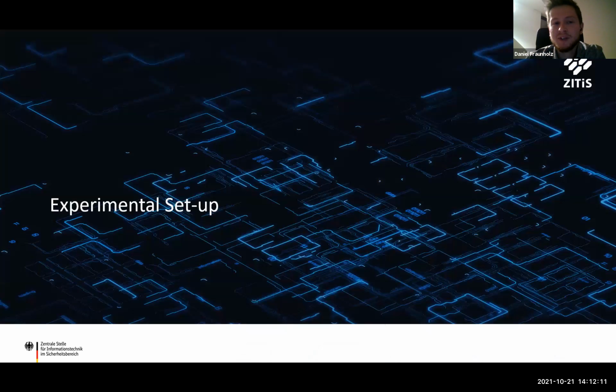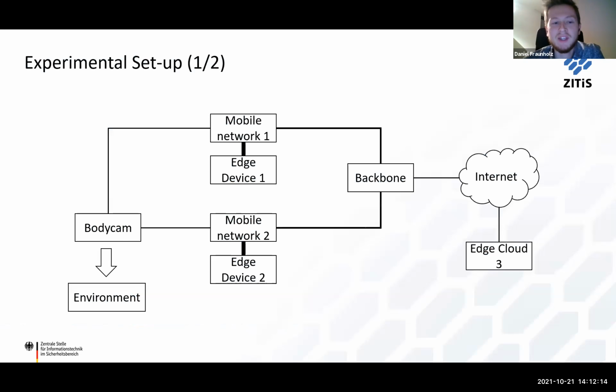Then to the experimental setup, our testbed setup. The basic idea is that we have this body cam, which is the camera worn by police officers. This camera is capturing the environment to later perform data analysis on it. Then we have two mobile networks in our case. Each mobile network has the possibility of establishing a radio link to the camera, and is also connected via cable connection to an edge device, which, as I said, is the instance that provides storage and computational capacities. Both mobile networks are also connected via a backbone network, and this backbone network is also connected to the internet.